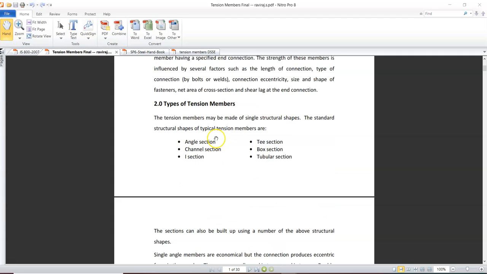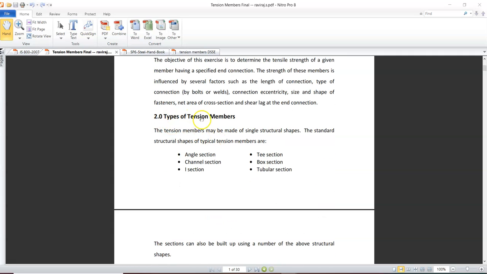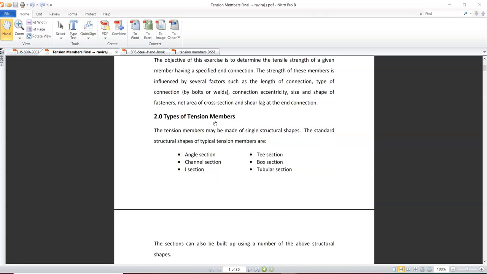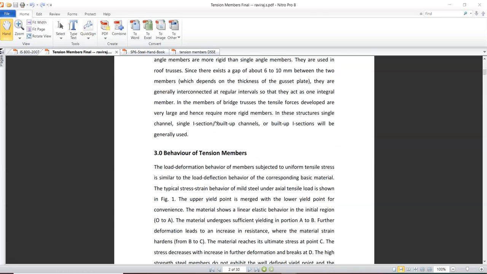To begin with, the types of tension members. The tension members can be angle section, T section, channel section, I section, box section, or tubular section. Earlier part, this is all self-explanatory. It can be read and understood.